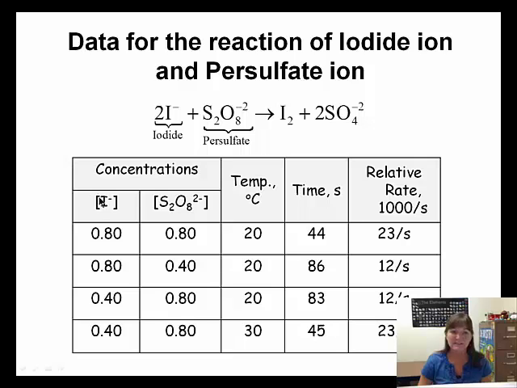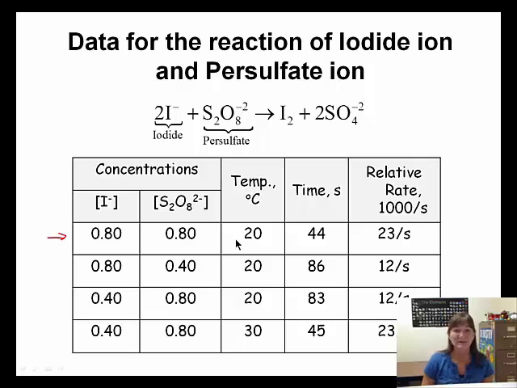Pretty soon I'm going to be teaching you that when you've got brackets around a formula, that indicates that your concentration is being measured in molarity. But we'll talk about that more in a future chapter. So right now, you go ahead and you do this reaction, and you get your iodine that has a concentration of 0.8 molarity, and your persulfate is 0.8. So you have equal concentrations of the two reactants.